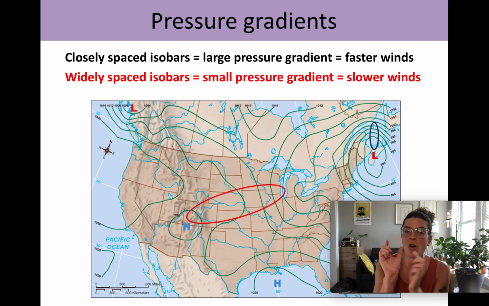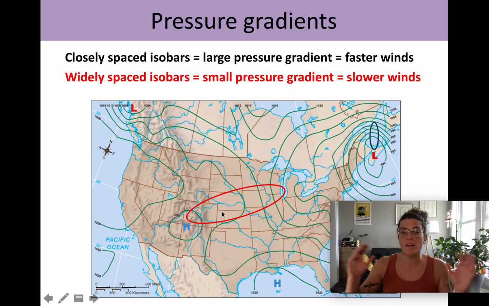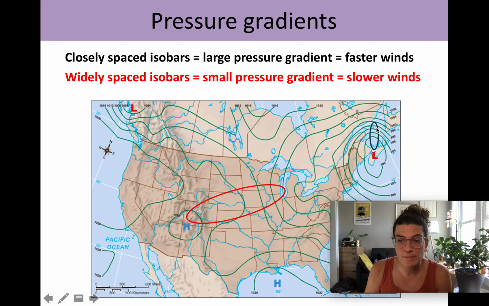So you have a big pressure difference over a small distance. Whereas here we have a small pressure difference over a very large distance, right? So the winds will be slow in this region, and they'll be very high where the isobars are really close together. So this is a storm. This is a sunny day.